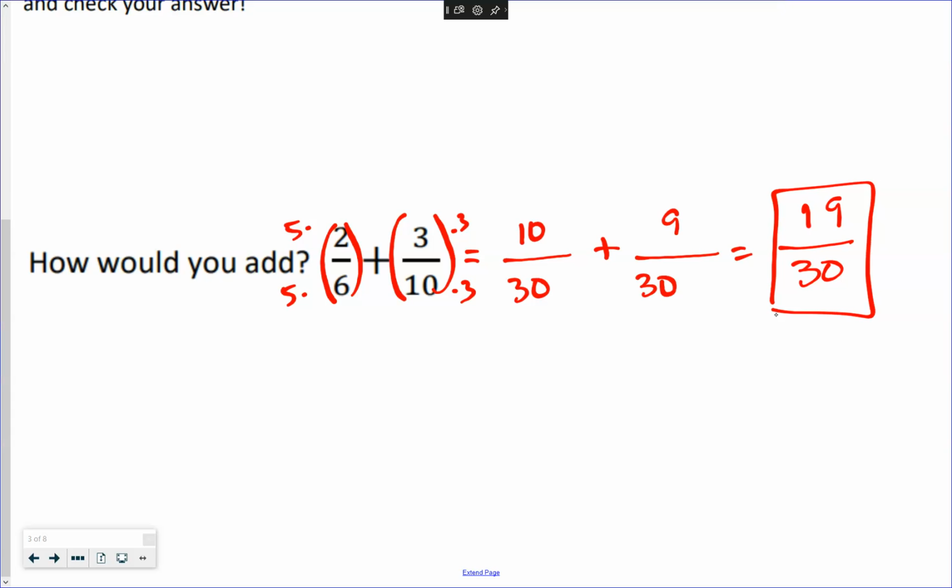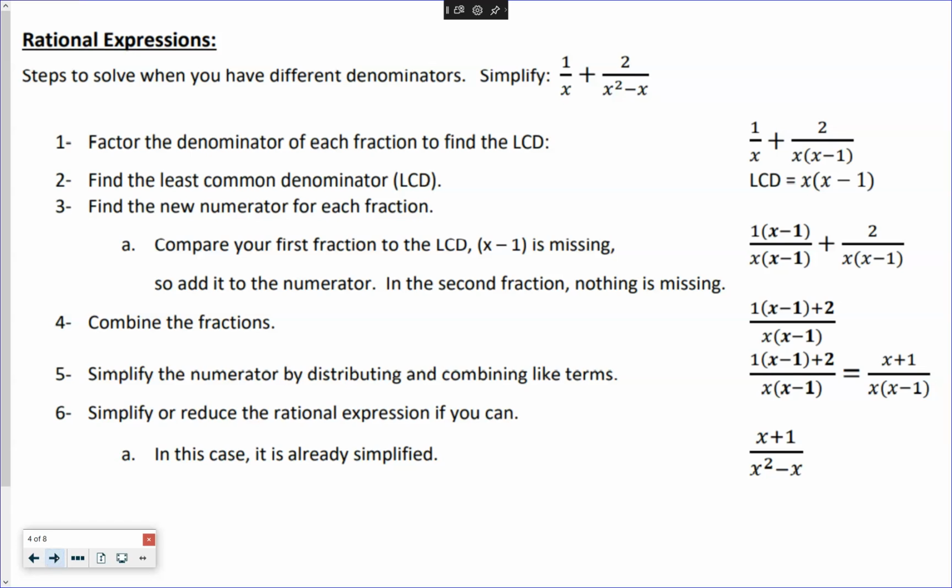Okay, same thing has to happen when it comes to adding and subtracting rationals. So if I have x and x squared minus 2, we always factor first. That's still our first step. We always want to factor each denominator. That's going to help me find my least common denominator.